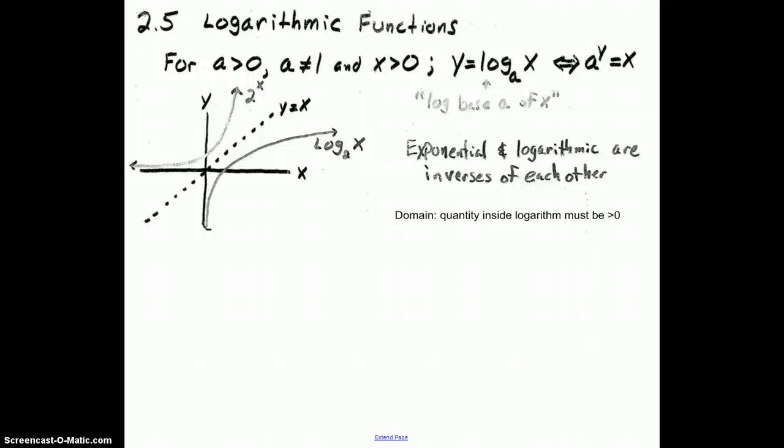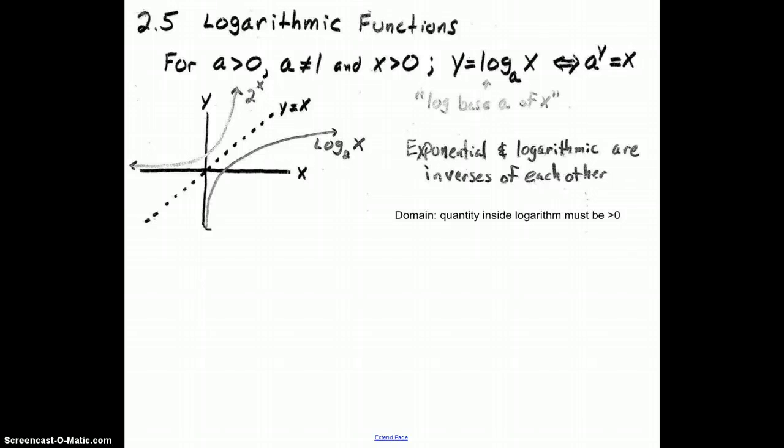Hello everybody, these are the notes for Calculus, section 2.5. We just got done talking about exponential functions in section 2.4. Logarithmic functions are what we're dealing with now. I guess the biggest connector is that logarithms are the inverse of exponential functions.